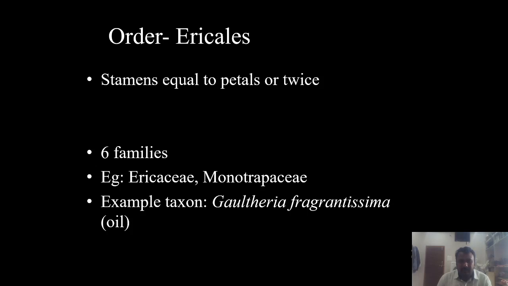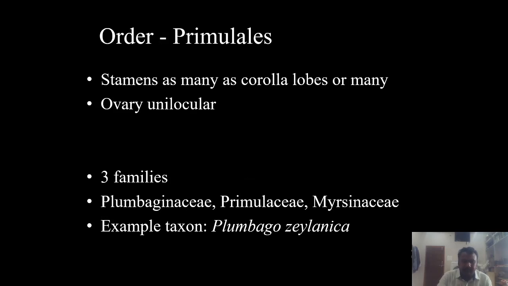Example for this, Gaultheria fragrantissima. Under Primulales, stamens as many as corolla lobes or many, ovary unilocular. 3 families, Plumbaginaceae, Primulaceae, and Myrsinaceae. Example, Plumbago zeylanica.